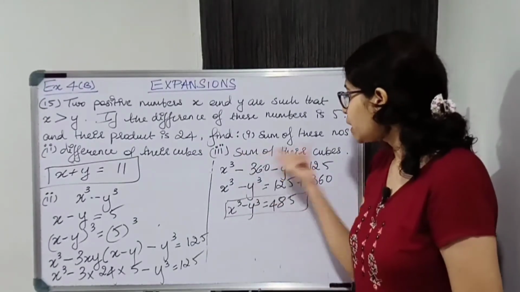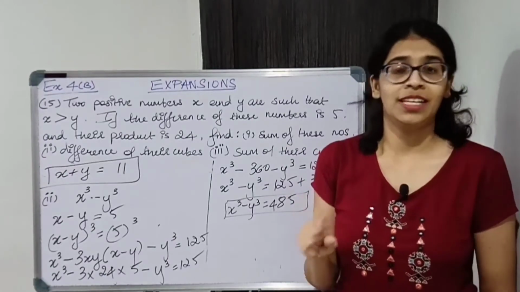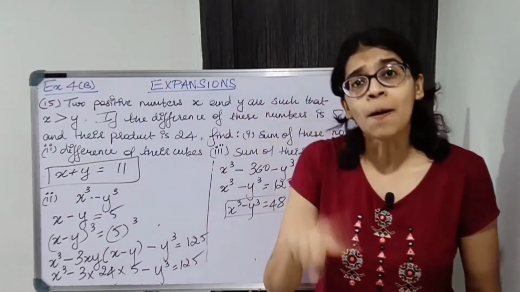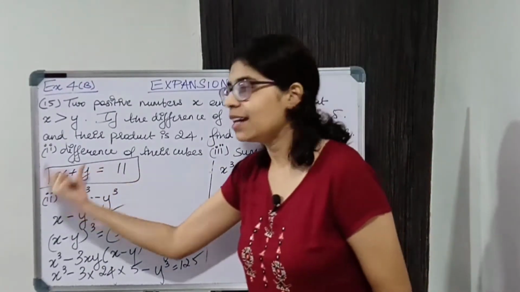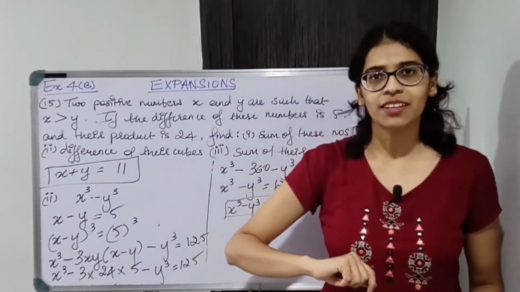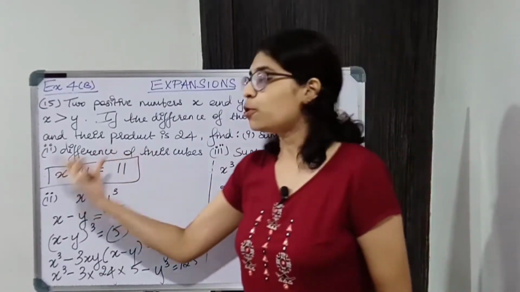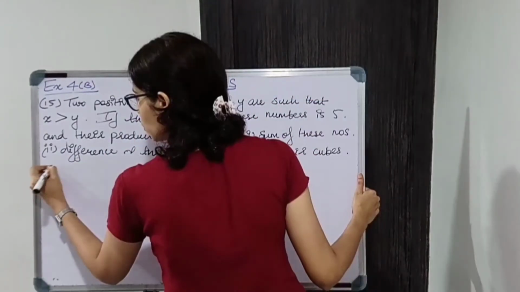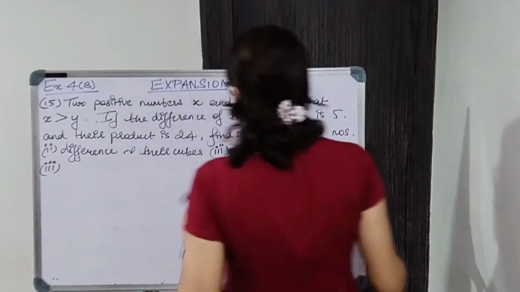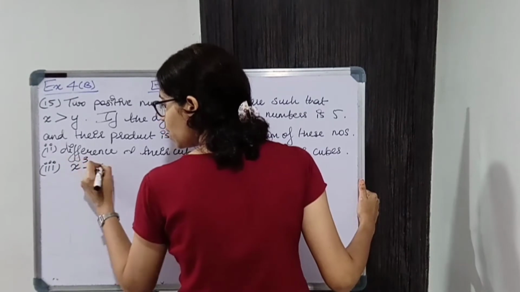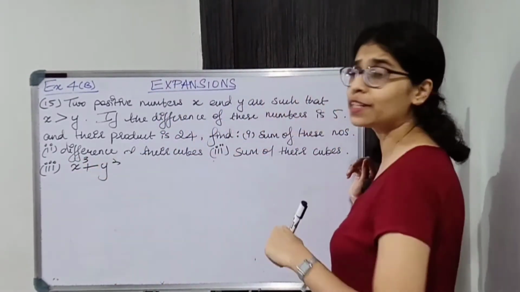In the third part we have to find the sum of their cubes. For difference we took x minus y, for sum of the cubes we'll take x plus y. Okay, for difference we took the negative one and for sum we'll take the positive one. Okay, so coming to the third part, sum of their cubes, that is sum of x cube plus y cube. This is what you have to find.